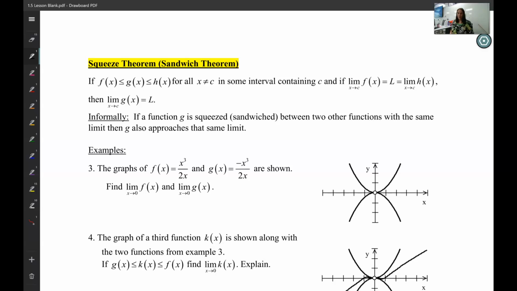Okay, let's talk about the squeeze theorem. The squeeze theorem is a really important theorem in calculus. So, if we read through it, remember with every theorem we have conditions.